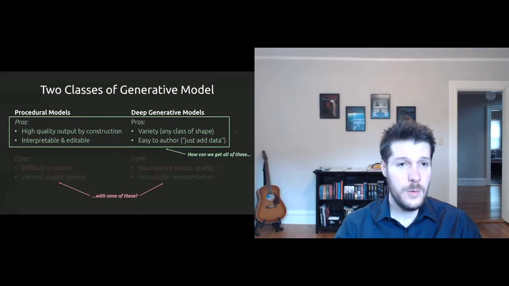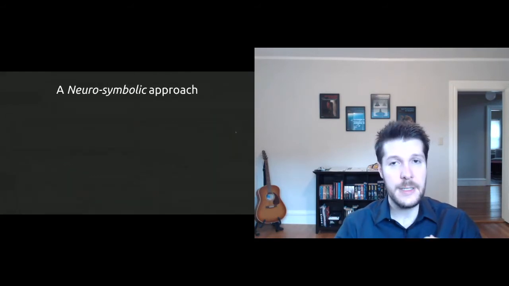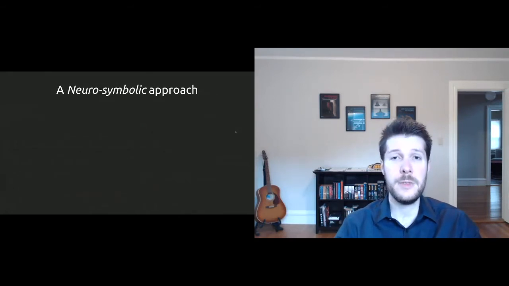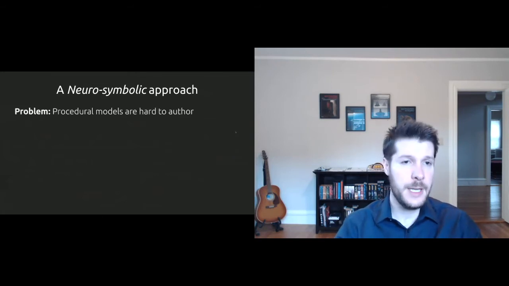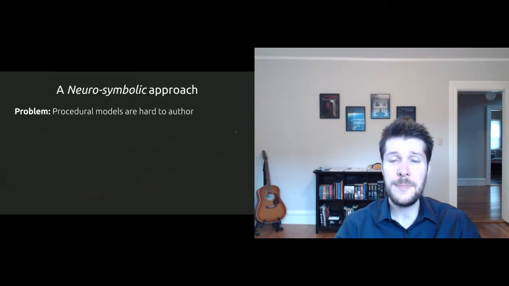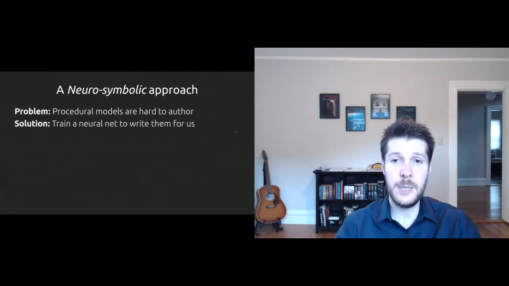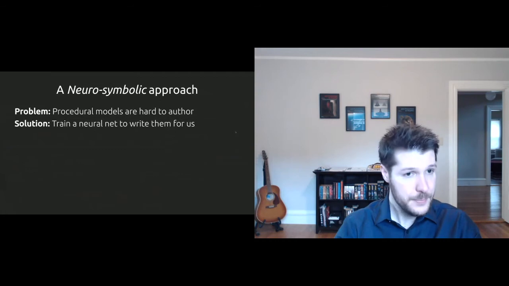And so what I've been looking at in my group recently is sort of a best of both worlds approach that I like to call a neurosymbolic 3D generative model. So if we look at this problem that we identified, that procedural models are hard to author, one way you can propose solving this is to say, well, let me just train a neural network to write programs for me. So the shapes will still be represented as programs, but a neural network will generate them for me.